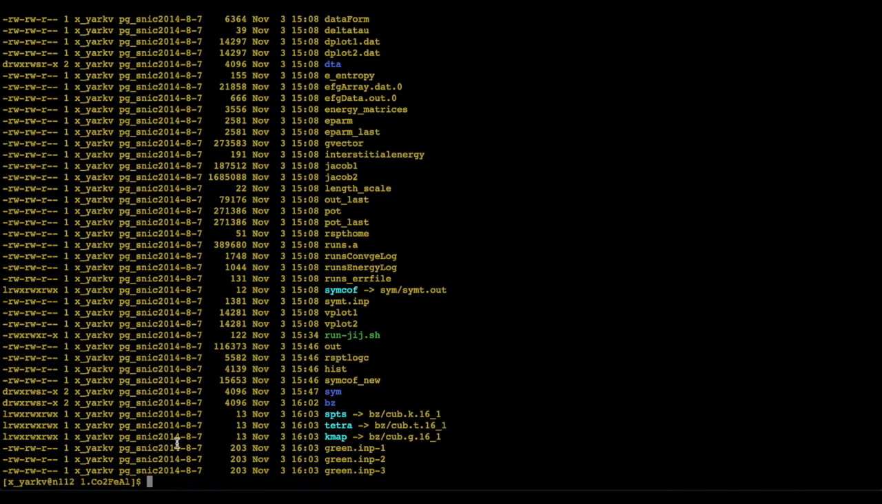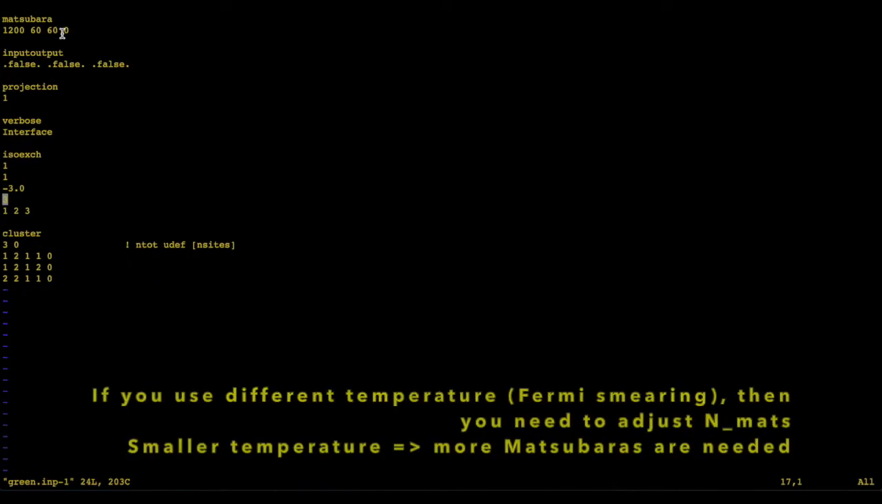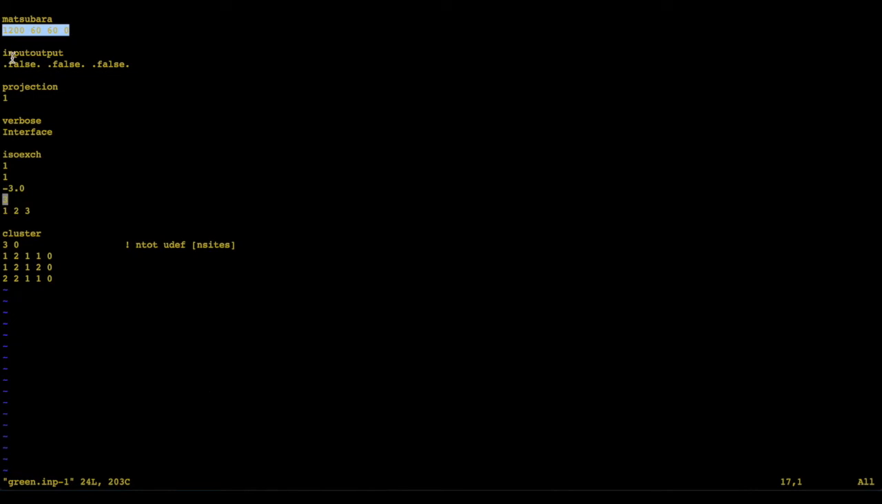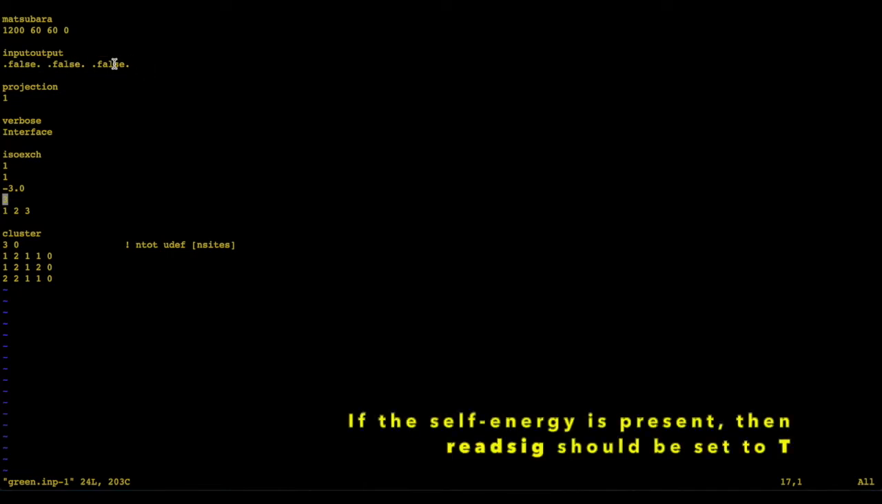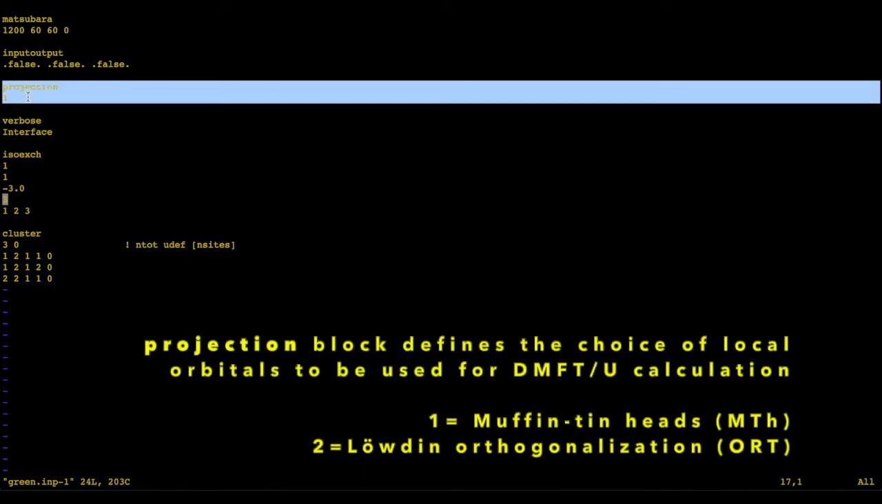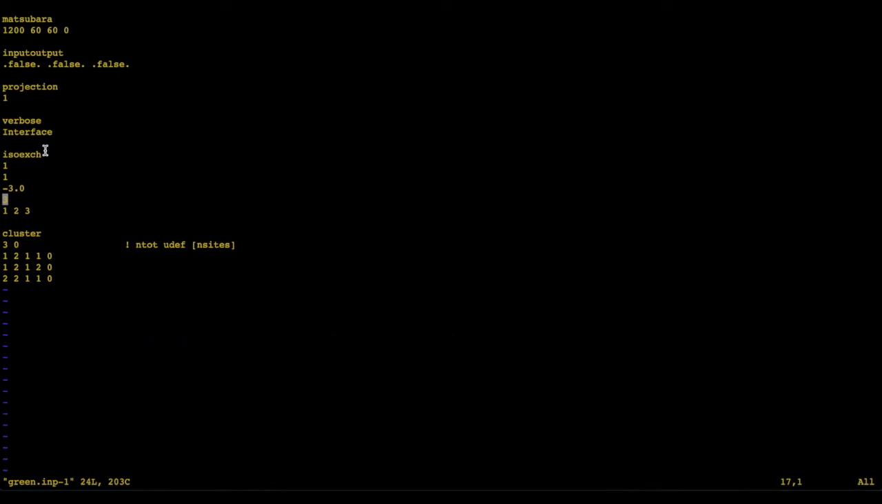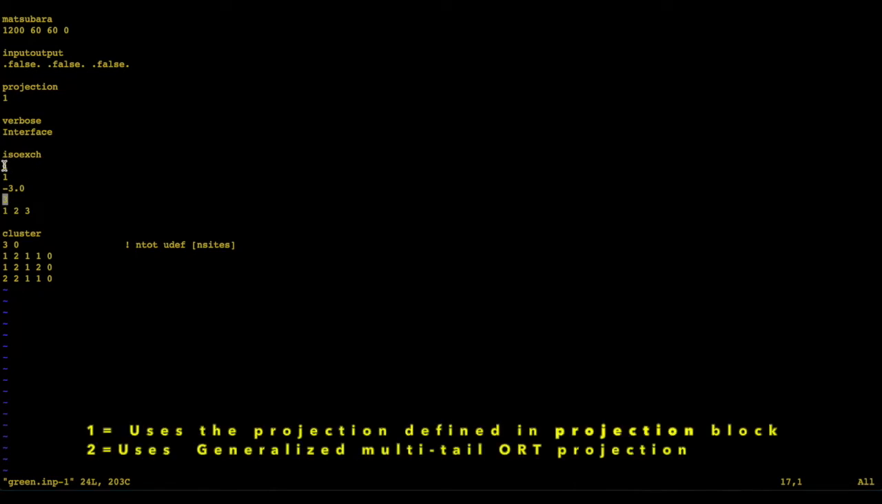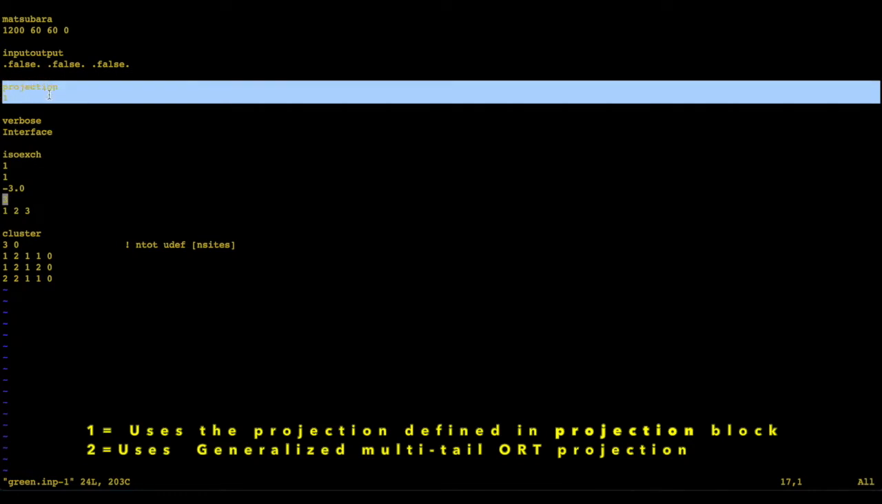We got 3 new green.inp files. Let's look at the first one. It uses the default number of Matsubara points, which assumes that we have a temperature of 400 Kelvin. The code also assumes that there is no self-energy to be read. You have to change these flags to false, true, false in the old format, or just true, false in the new format. This is the default projection for Brillouin. And this is the block controlling the exchange interaction calculations. We use projection 1, which means that we use the same projection as Brillouin. In this case, it's muffin-tin heads.